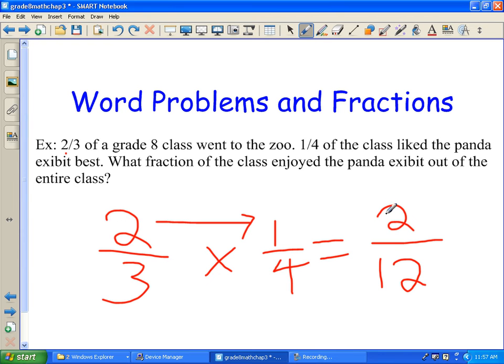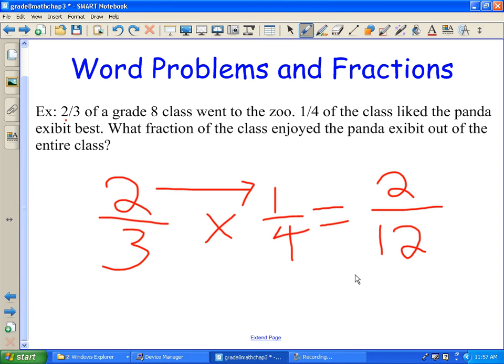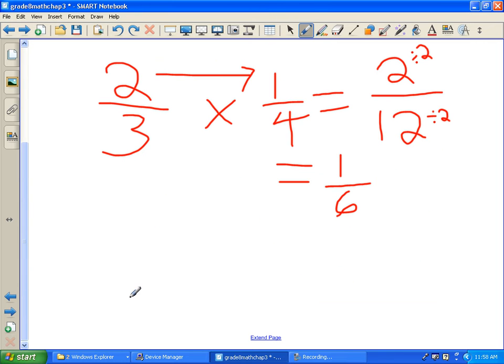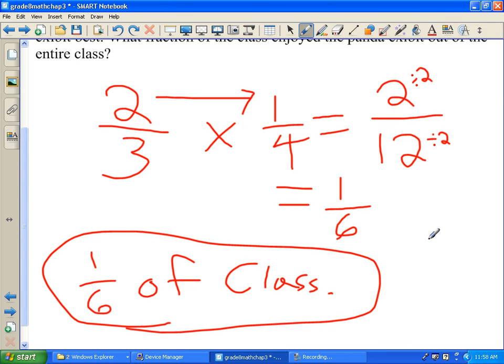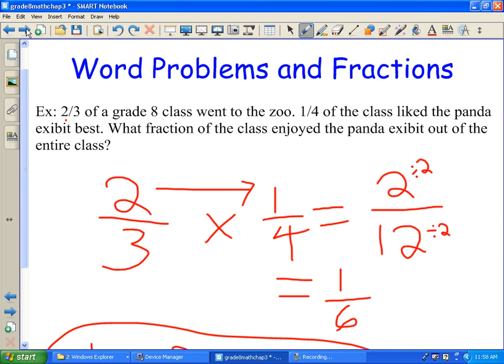And we can reduce this to make it lower in order to see what we get. So how can we make 2/12 reduced? Well, if you divide the top by 2 and the bottom by 2, you will end up with a final answer of 1/6. So the answer is 1/6 of the class liked the pandas. Of course, you put that in a complete sentence. So that's the entire class, 1/6 of them liked it.